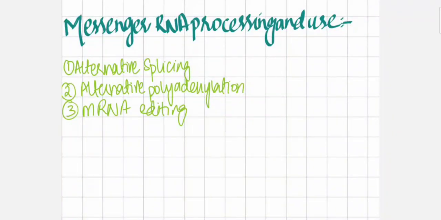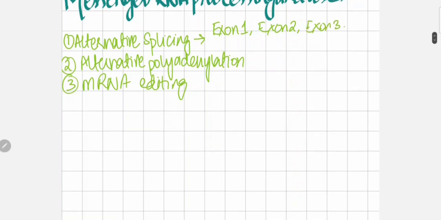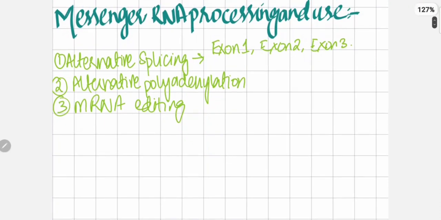In this video we are going to talk about messenger RNA processing and use. The first is alternate splicing. In alternate splicing, we alternately splice exons of different kinds. I've already explained that in a previous video, so I'm not going to go into details. The example is of tropomyosins.